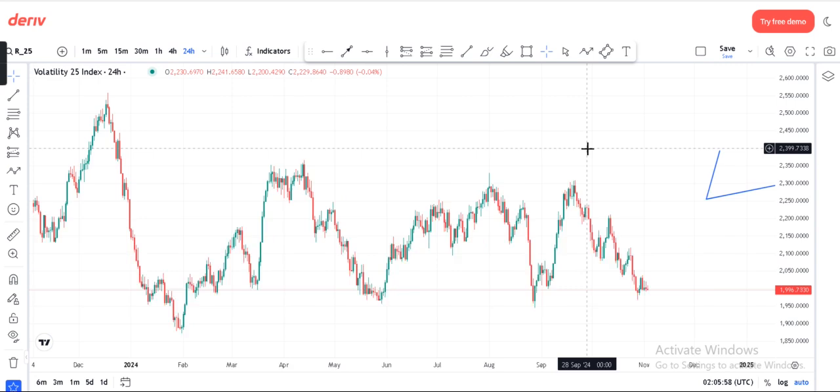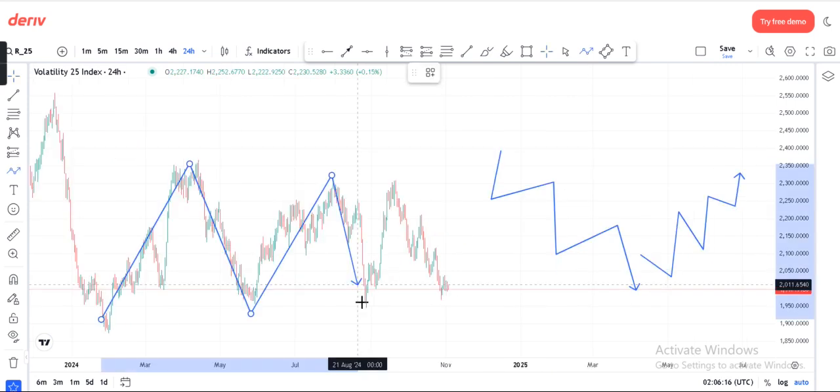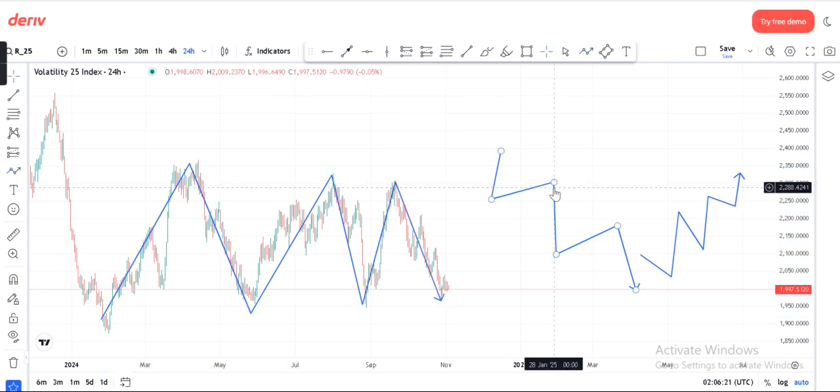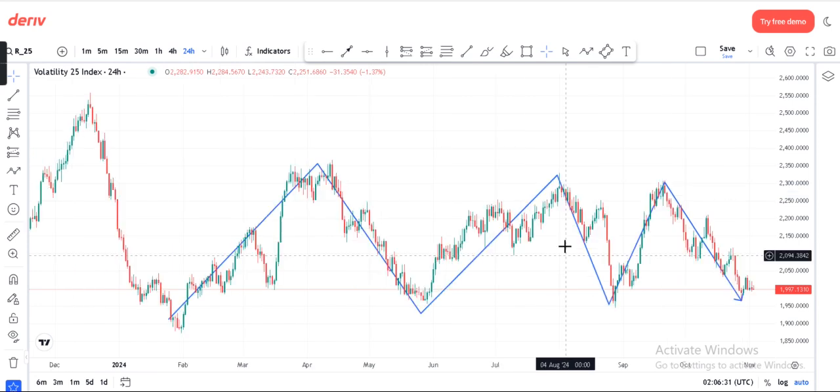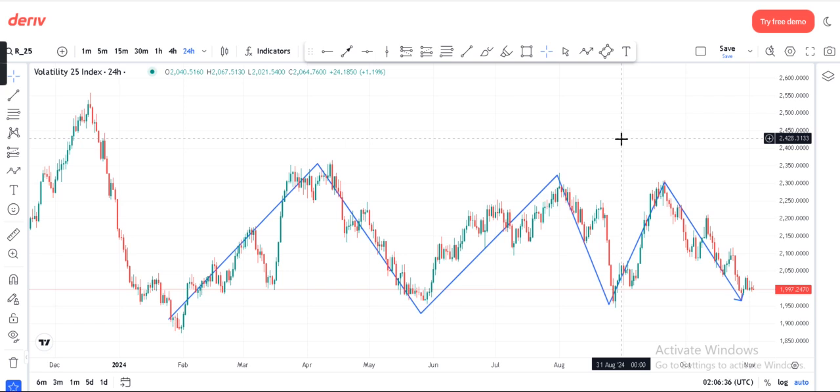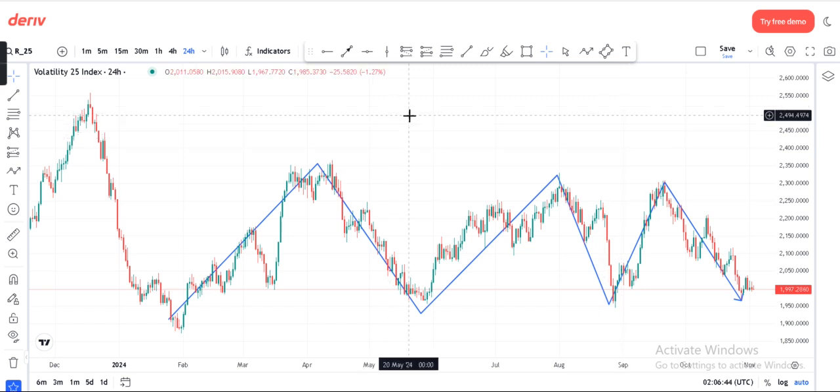But we can see that the market is moving in this particular manner. And what will you call this? What will you call this kind of pattern in the market? Can you see my screen? So what kind of pattern is this?